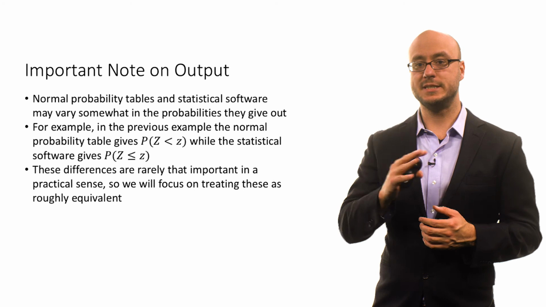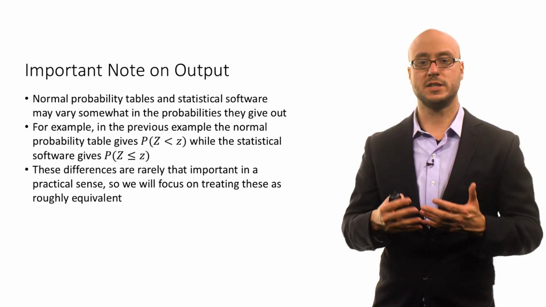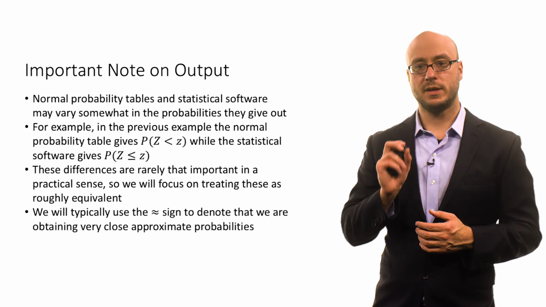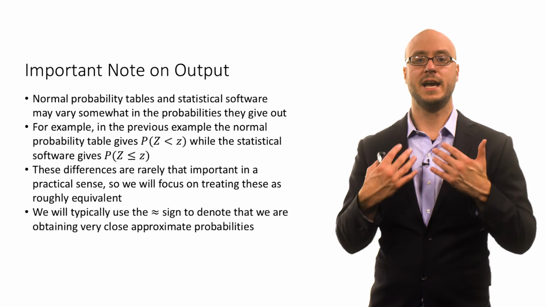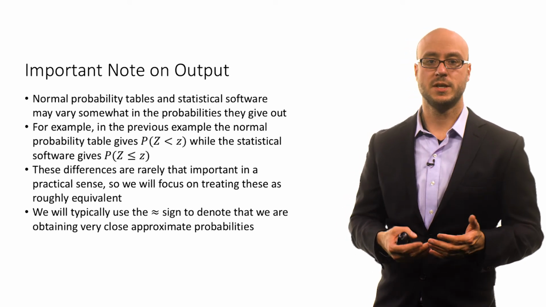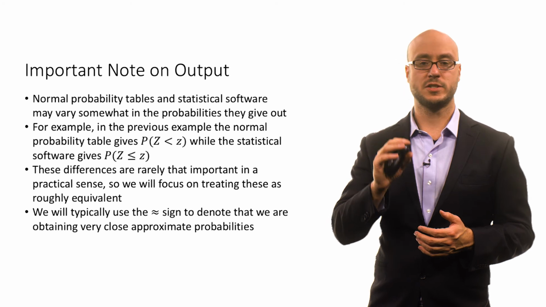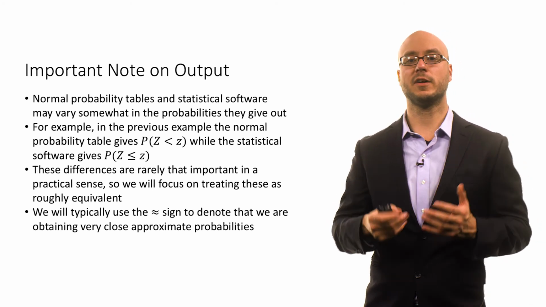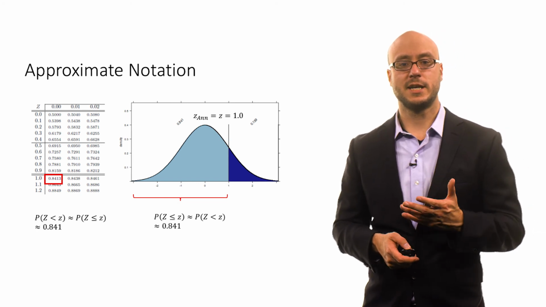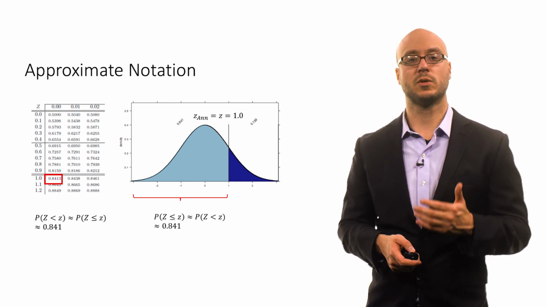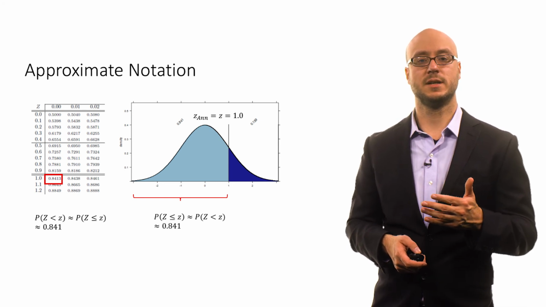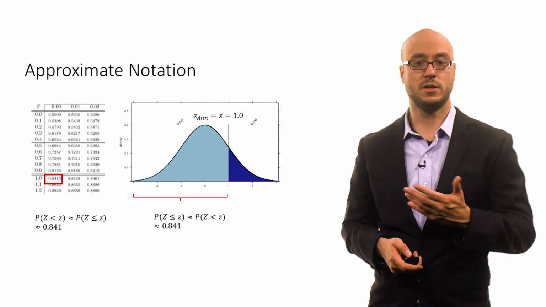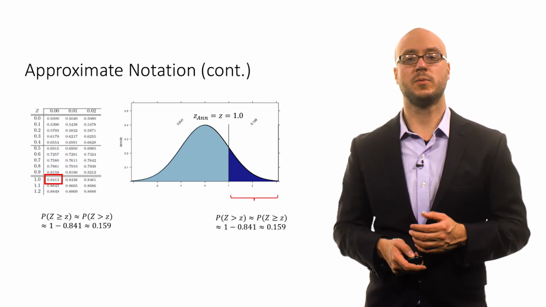So we will treat these as roughly equivalent. They're very closely approximately equal. Just be careful to keep in mind that there are differences in how people set up finding probabilities using statistical software and using normal probability tables. That's why we'll use the squiggly equal sign. That says that these are very close approximate probabilities. So in this case, we can say roughly the probability of having a z-score less than Anne's is 0.841. The probability of having a z-score less than Anne's, according to the statistical software, is also roughly 0.841. Just a different way of looking at the probabilities.